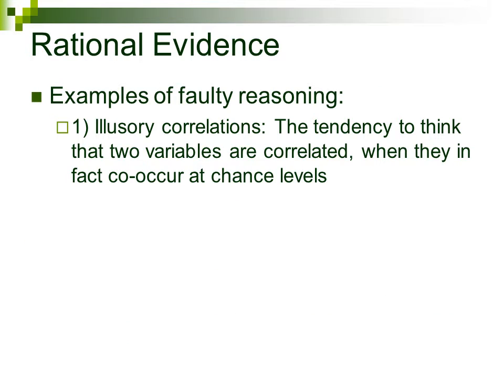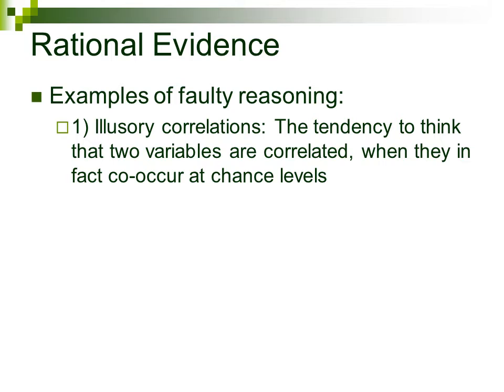The first example of faulty reasoning is illusory correlations, which is the tendency to think that two variables are correlated when in fact they co-occur at chance levels. Remember the correlation between bizarre behaviors and the full moon that we discussed last week? That's an example of an illusory correlation. People believe there's a correlation between the two variables, despite the fact that they occur at chance levels.